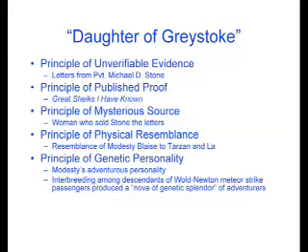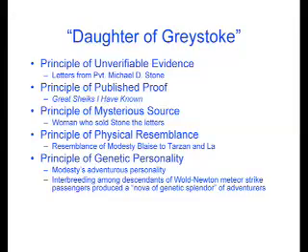In Daughter of Greystoke, Chuck used the principle of unverifiable evidence. So those letters from Michael D. Stone, he has evidence. It's just you can't verify it. I frequently find things in libraries that are cataloged that give me this information. But if you go over there and look for it, you'll have a hard time finding it. Private archives. The principle of published proof: the great sheets I have known. That's an actual book that's out there that you could find, right? And so that's one of the things that we do, we find stuff in real historical books that connects in.